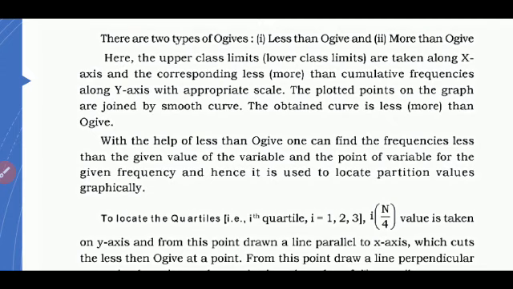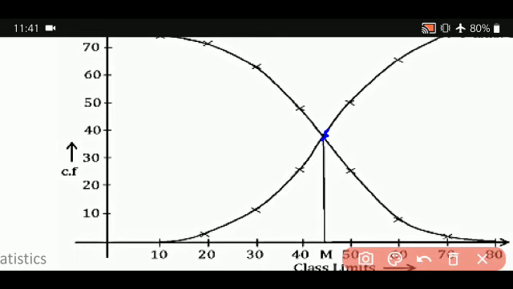This is the point of intersection here. The point of intersection is here. This point of intersection, when you take a scale and drop it down perpendicular to the x-axis, this gives you the median value. This is your median. So this is how you find from less than and more than ogive the value of median.